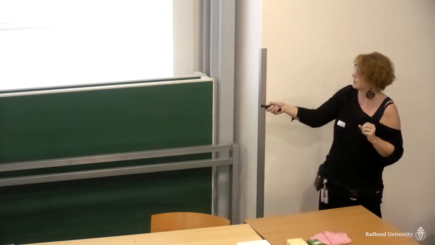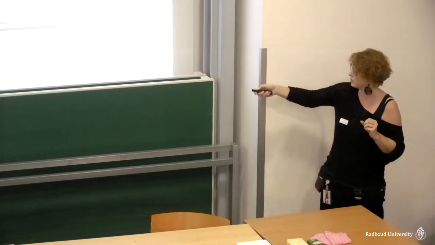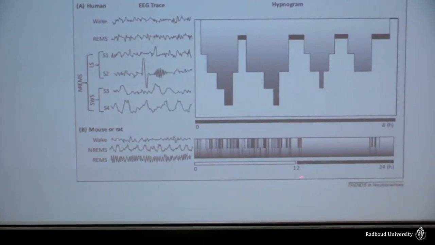rodents are polyphasic, so they go in and out of sleep really, really often, and their sleep bouts are way shorter. And another difference is they tend to be more day sleepers and night active. So they sleep during the light on, and we sleep during the light off.